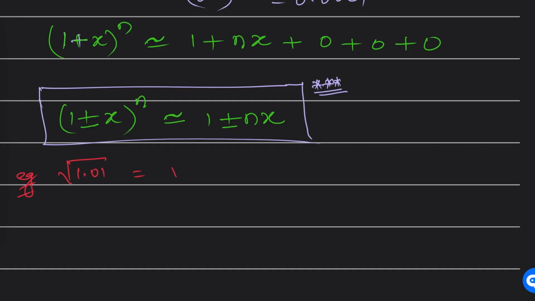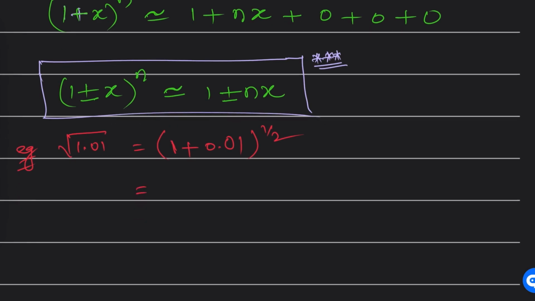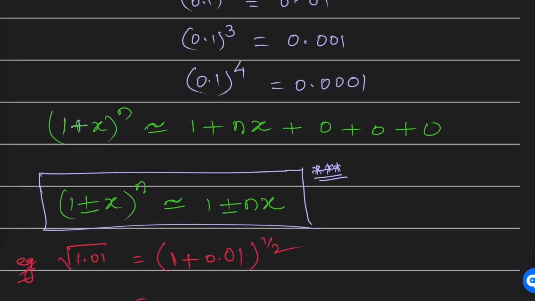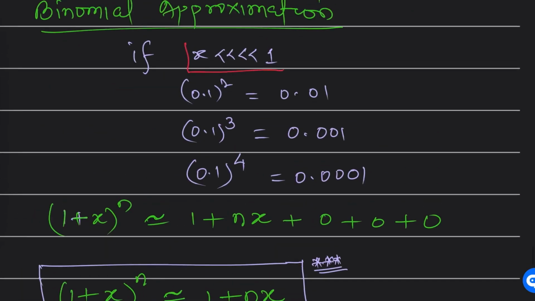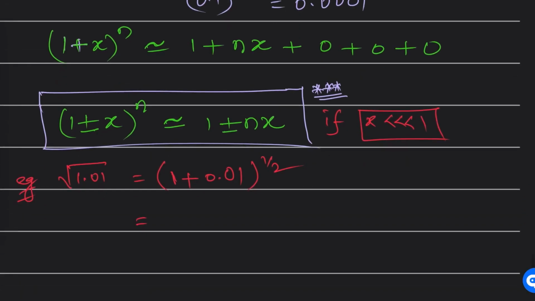See, can we write 1 plus 0.01 power 1 by 2, sir? Easily, it's a true fact. Now, sir, next, isn't it looking like 1 plus x to the power n? What is the condition of x, sir? x must be very less than 1. This is the condition for binomial approximation. Yes, I am satisfying this condition. It is less than 1, sir.